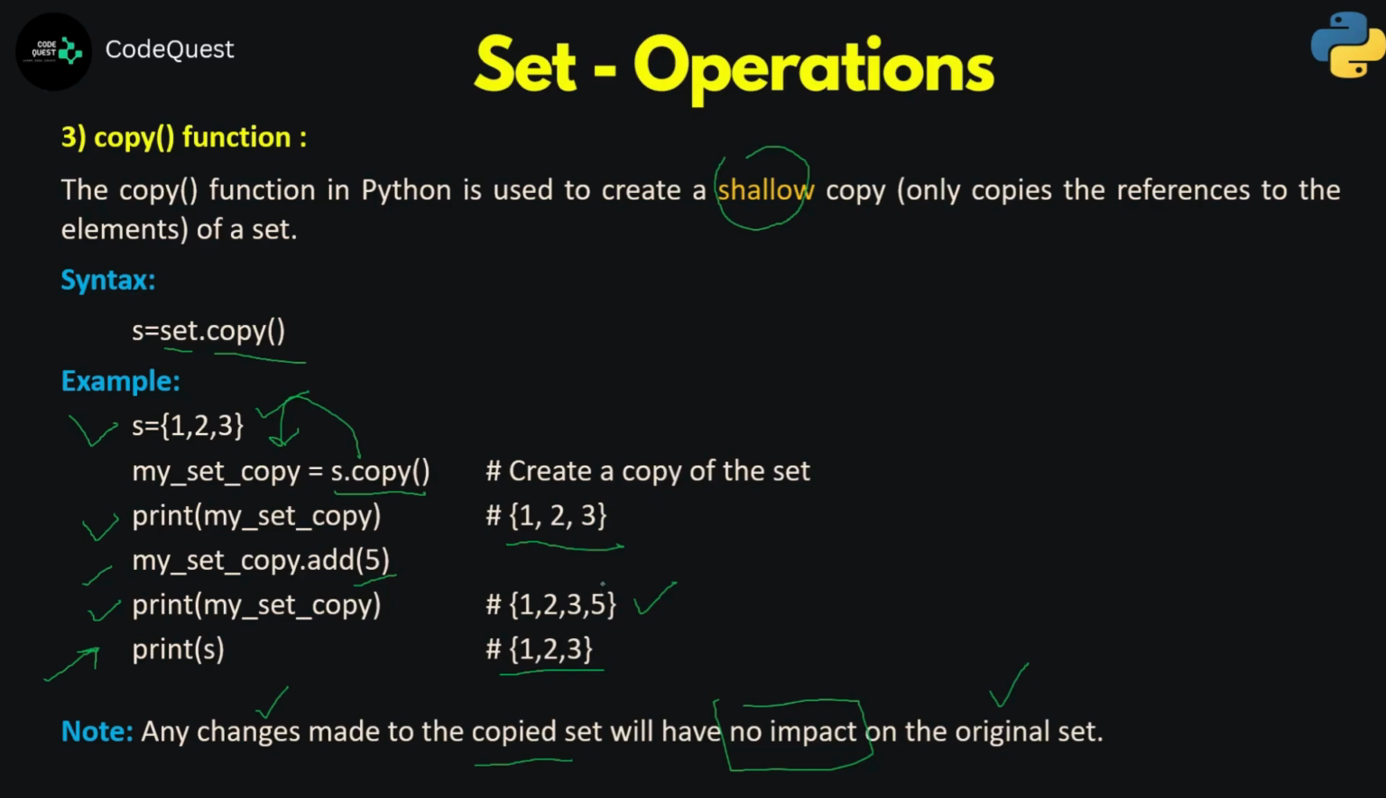Here this 5 is only added to the new set, that is my_set_copy, but the original one, S, is still maintaining the same set of elements which were earlier available with it. That is what is nothing but your shallow copy.